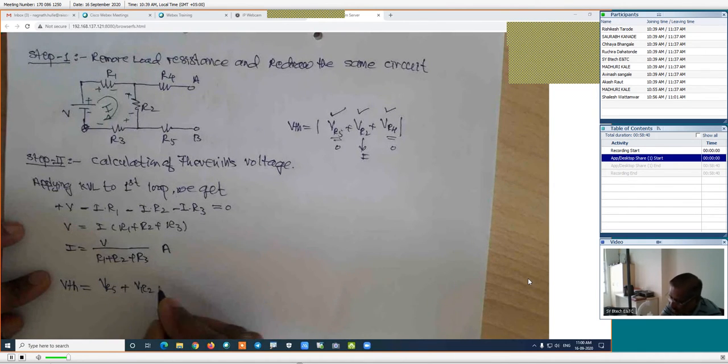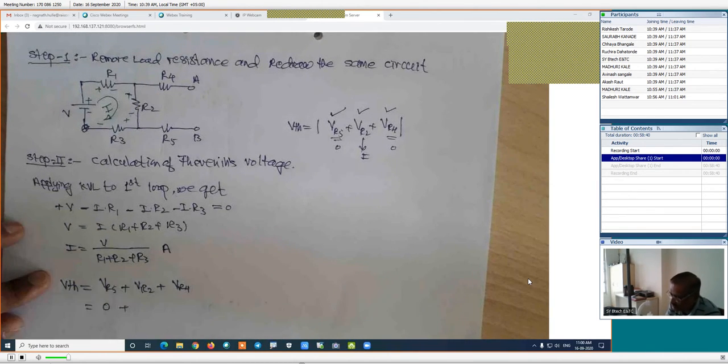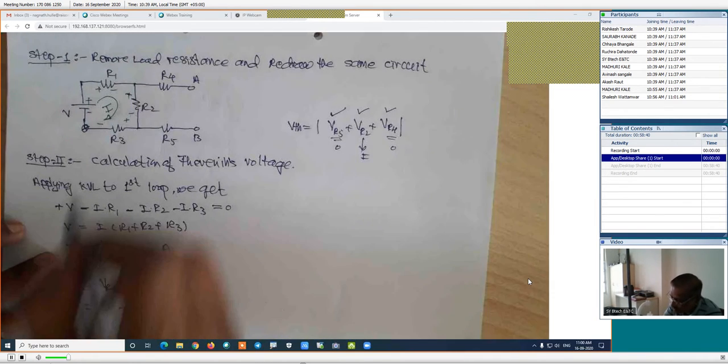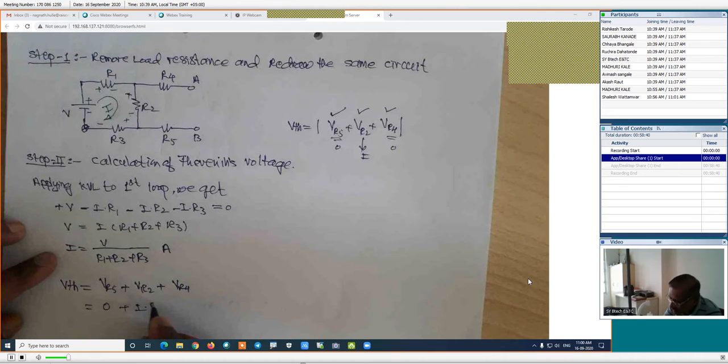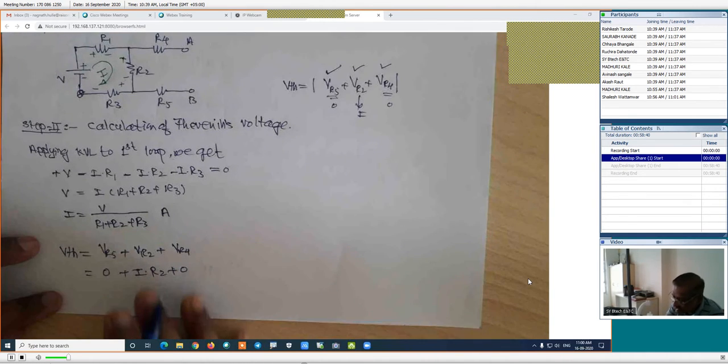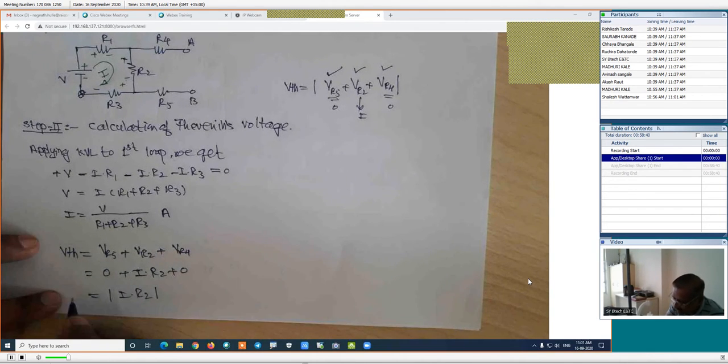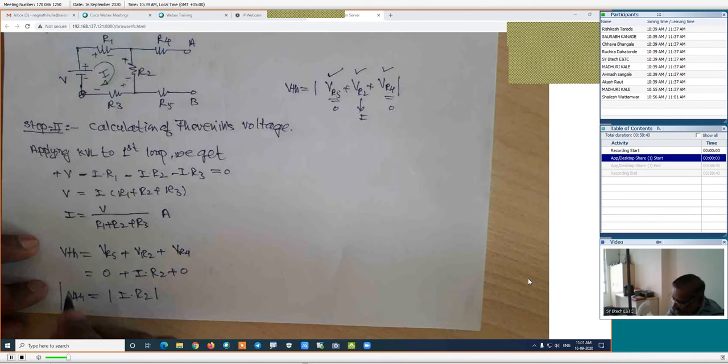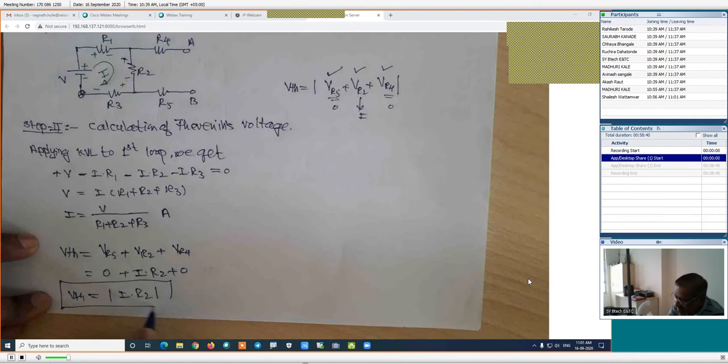VR2. Then no polarity for this, means it is a plus VR2, which is equal to this value 0 plus VR2. How is the VR2? It's I into R2, means this is I into R2, plus this value is 0. So VTH is equal to, in modulus, I into R2. That will be the value of VTH.